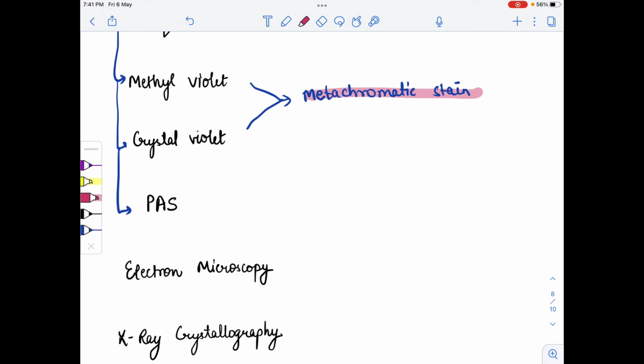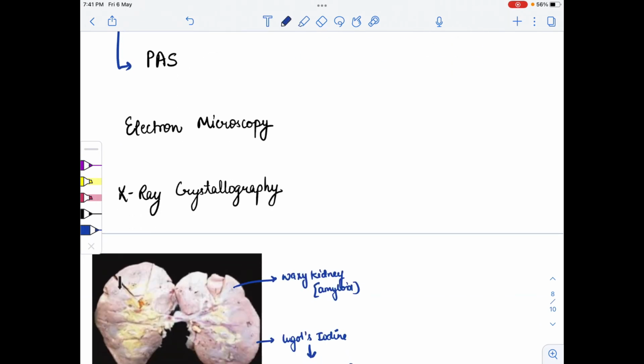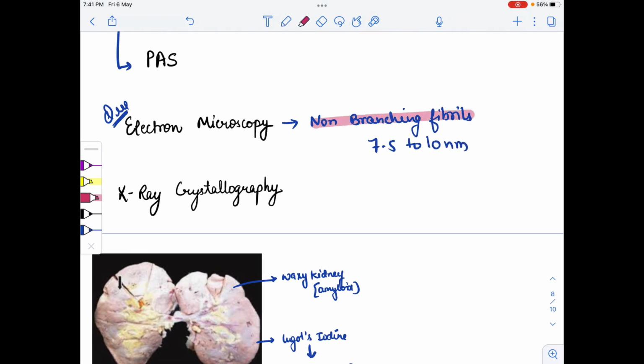Now in the electron microscopy, please remember, this question has already been asked so many times in the exams. So we have to be more careful about this question: under the electron microscopy, how do the amyloids look? First we will write and then we will see by image. So we see non-branching fibrils, and the length is 7.5 to 10 nanometer. Please remember the length is 7.5 to 10 nanometer, and we see non-branching fibrils.